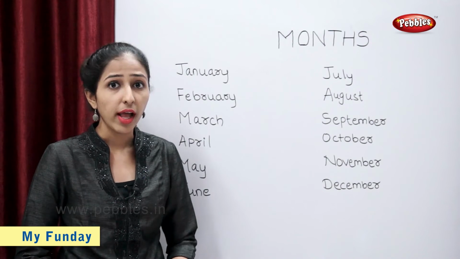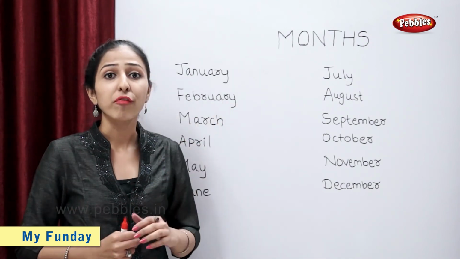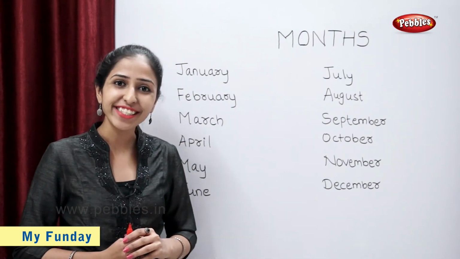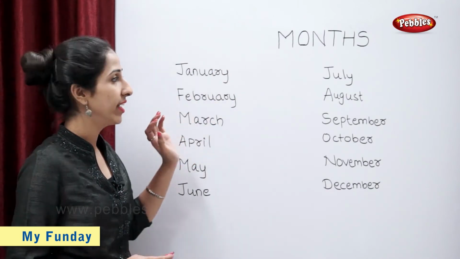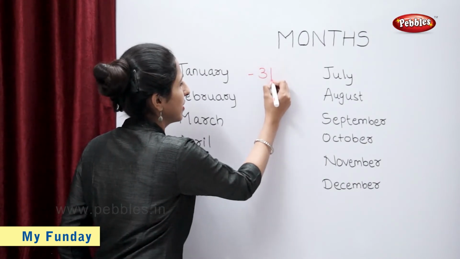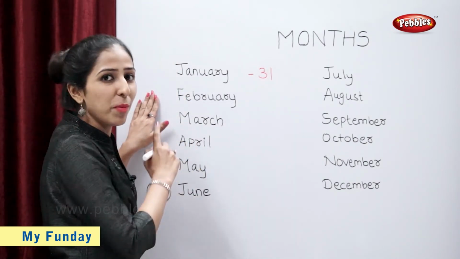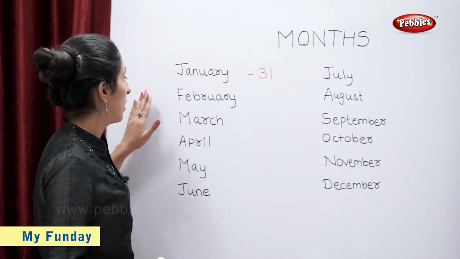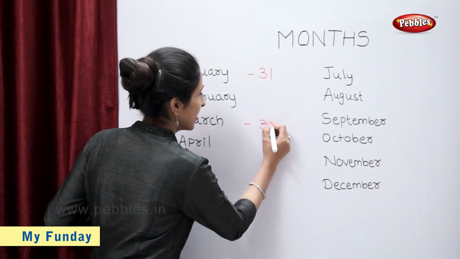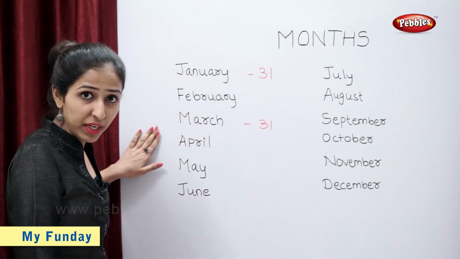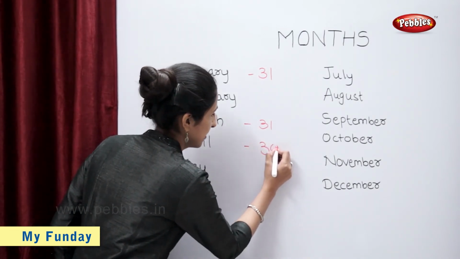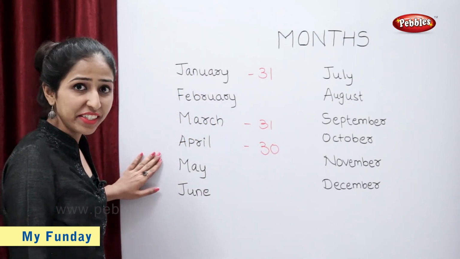Students, do you know there are 7 months in a year which have 31 days and 4 months which have 30 days? So, let's write down. January has 31 days. I will tell you about February after a while. The month March has 31 days. April has 30 days. May has 31 days.